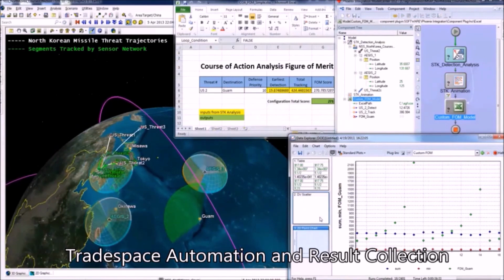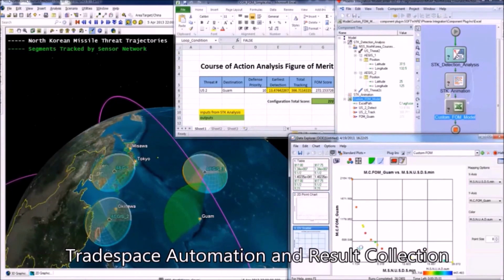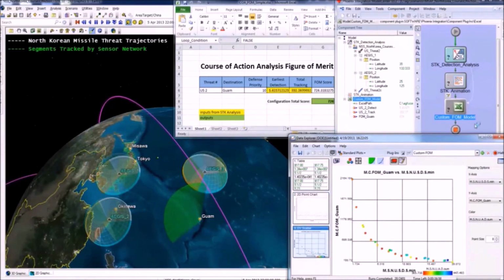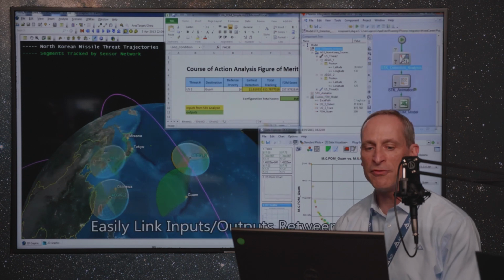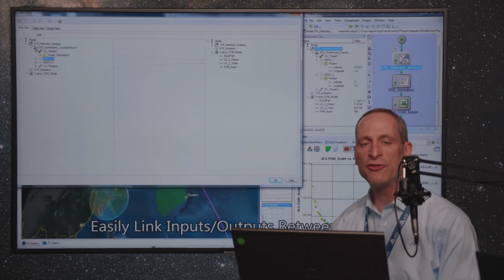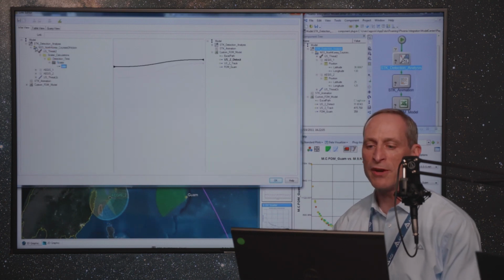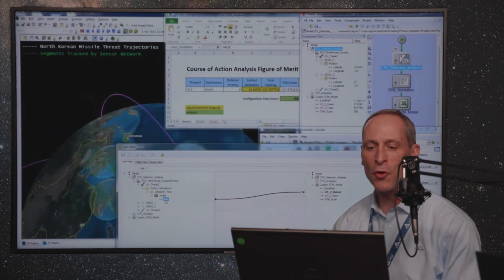So here you see that scenario that we discussed earlier, that multi-domain missile defense scenario, and you can see a trade study being executed with regard to the positioning of different assets and capabilities in that scenario. That trade study is being driven by an external set of tools and being integrated with an external model for measures of effectiveness that might be unique to a particular organization.